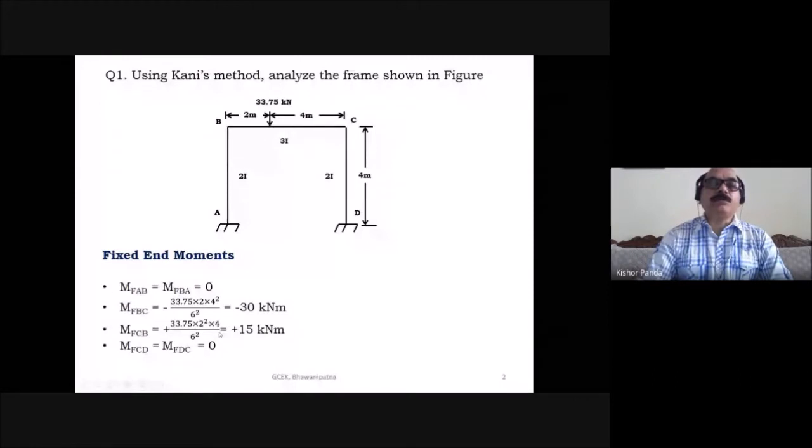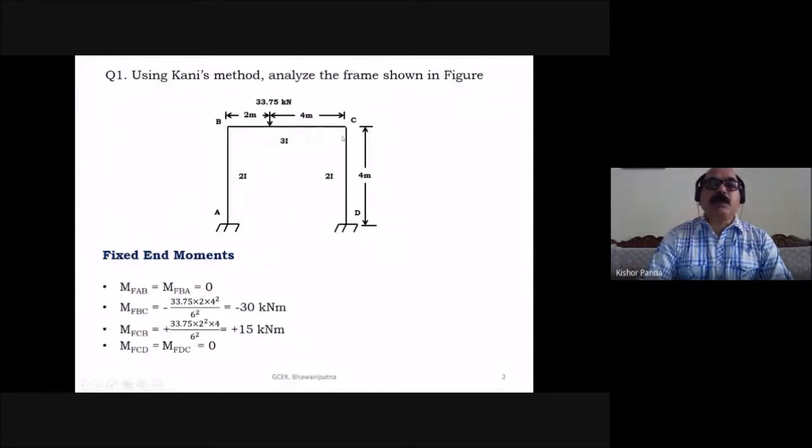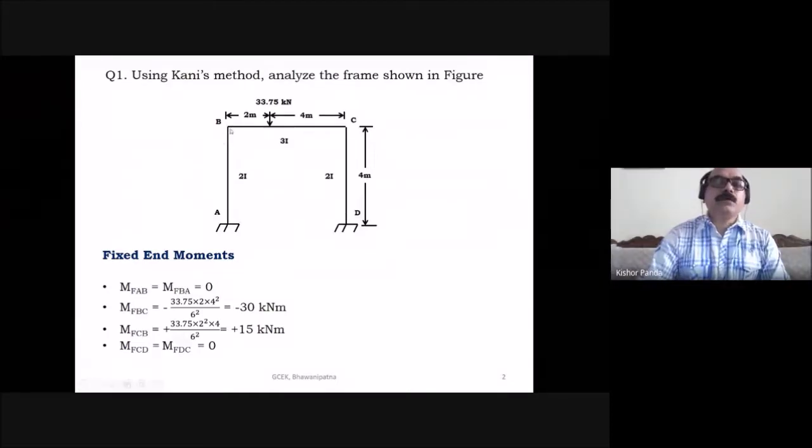Then what you have to do? Then you have to find out the fixed end moment of the joint B and the joint C. So how you will get the fixed end moment of joint B? So you know MFBC and you know MFBA. So MFB is equal to MFBA plus MFBC. Similarly, you find out the fixed end moment at joint C. So MFC is equal to MFCB plus MFCD. So you find out the fixed end moment at joint B and joint C.